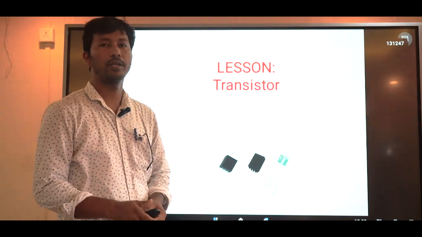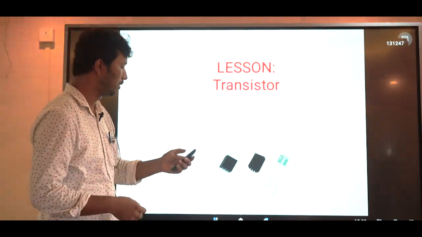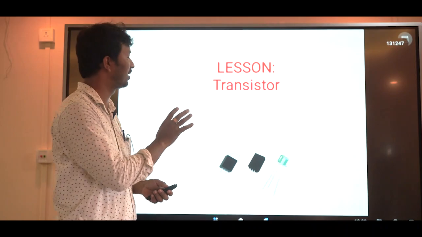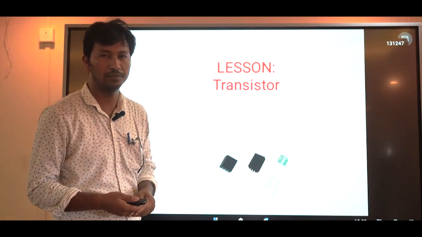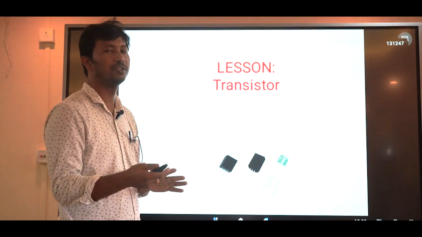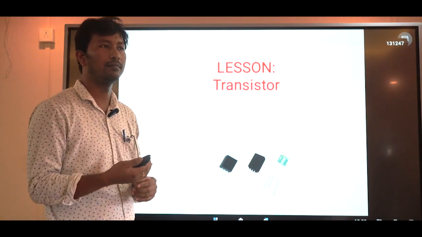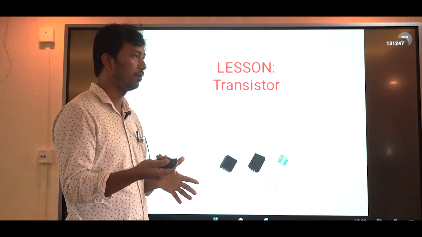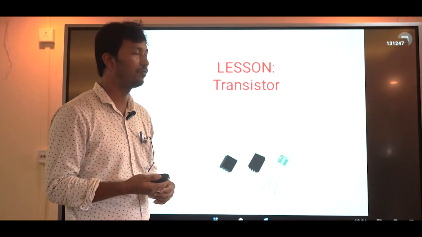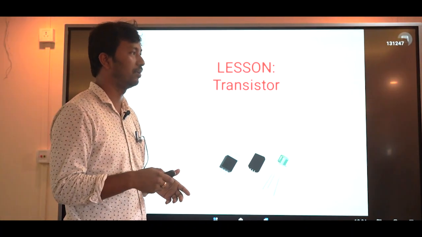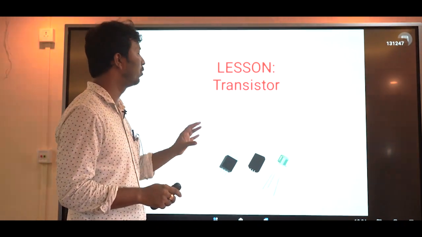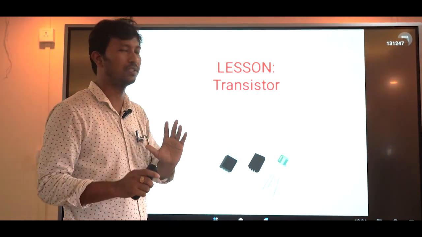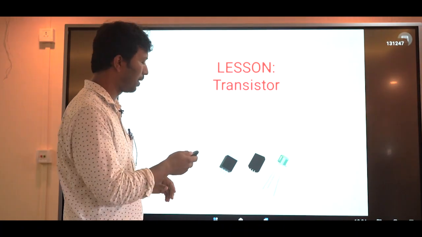So I am going to take a class on transistor. Although we are saying transistor, we are basically going to discuss bipolar junction transistor, which is the basic form of transistors. We have further modified or standard transistors like MOSFET or FET, but we will not discuss those. We are going to discuss only bipolar junction transistor here. So what is bipolar junction transistor?